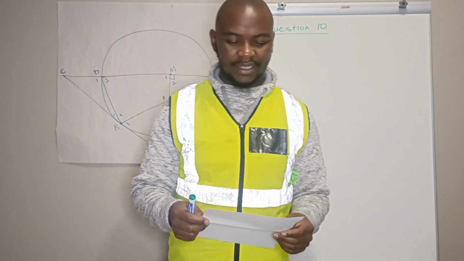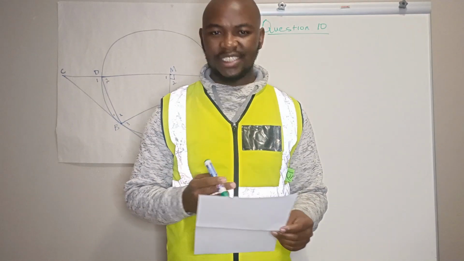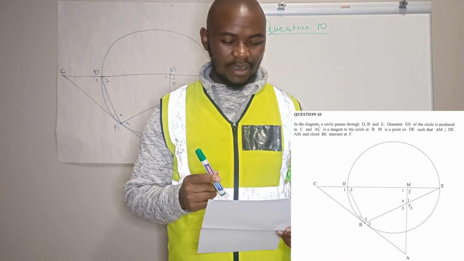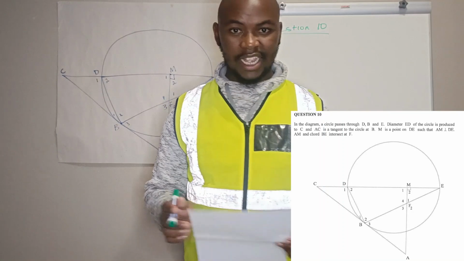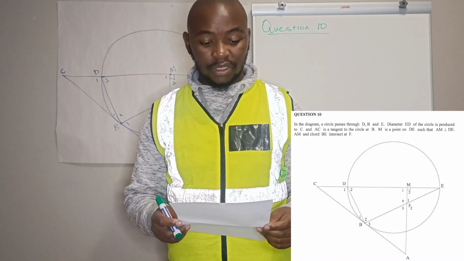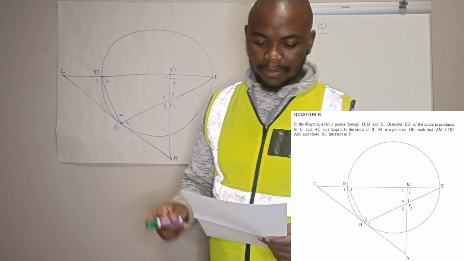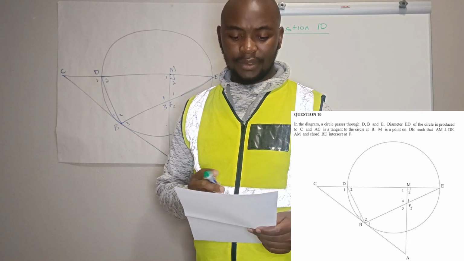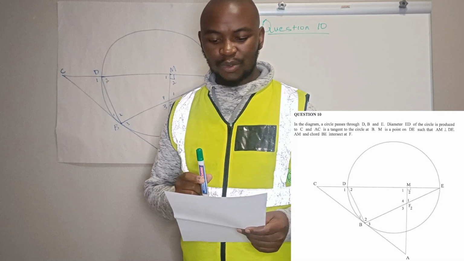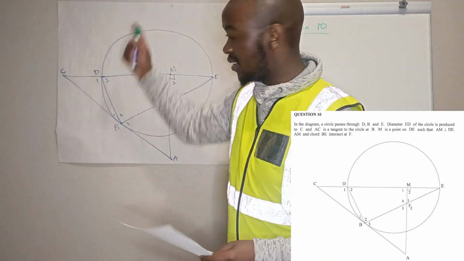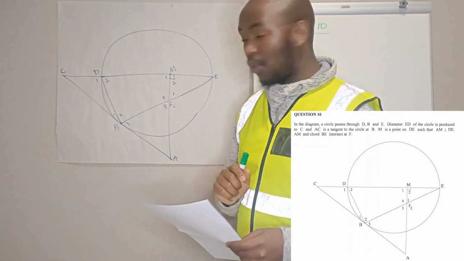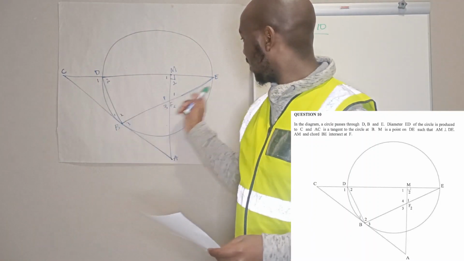Alright, so we are looking at question 10 today. There is a statement, and most importantly there is a diagram. So the statement reads as follows. In the diagram, a circle passes through D, B and E. Okay, they have told us there is a circle and then there are points D, B, E.